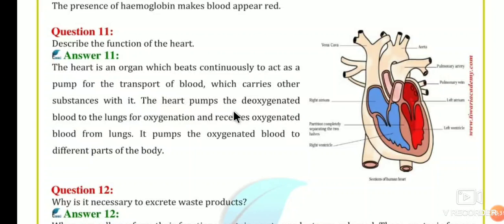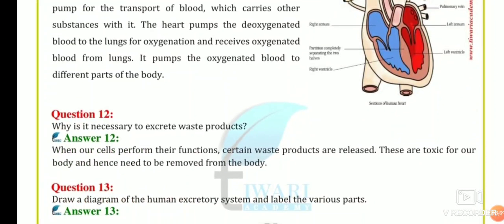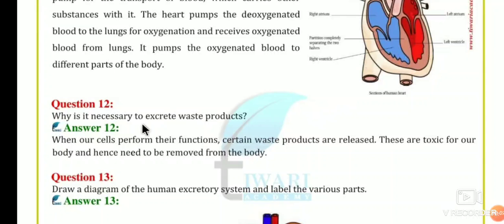The heart pumps the deoxygenated blood to the lungs for oxygenation and receives oxygenated blood from the lungs. The main function of the heart is to carry deoxygenated blood from the heart to the lungs and oxygenated blood from the lungs to the heart. And it pumps the oxygenated blood to different parts of the body. And you should draw the diagram of this one.